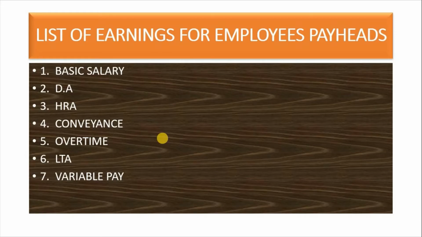List of earnings for employees pay heads. First one, basic salary. Next, DA, H.R.A. DA means dearness allowances. H.R.A means house rent allowances. Fourth one, conveyance. Fifth one, overtime. Sixth one, LTA, leave travel allowances. Seventh one, variable pay. Okay, so let us discuss one by one.